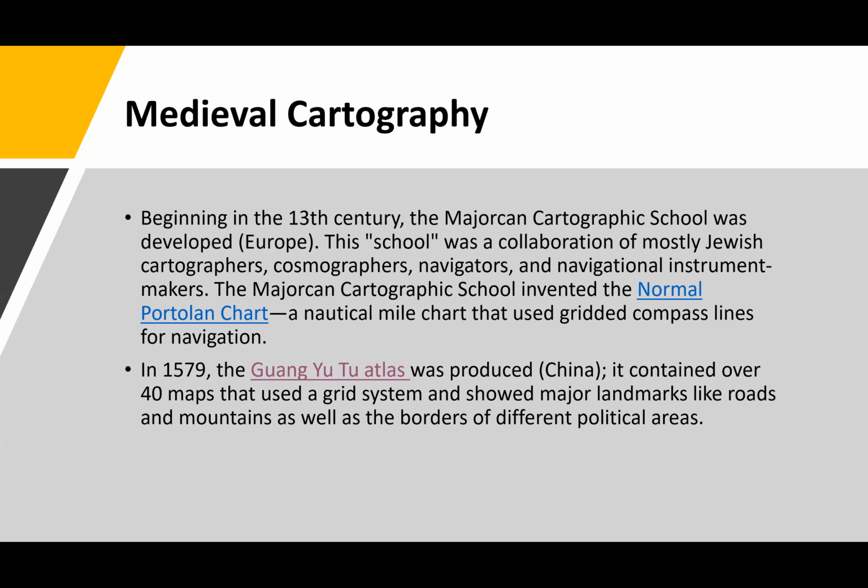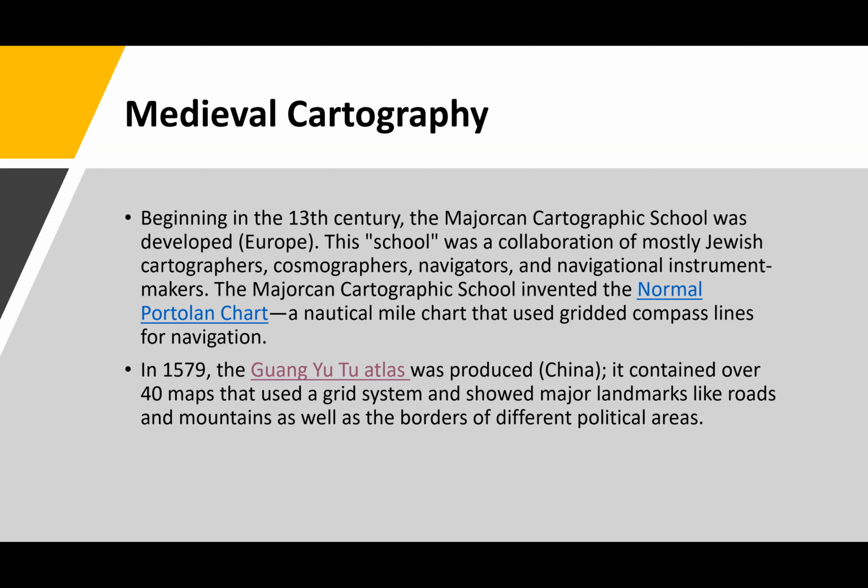And then we move to kind of medieval times. And in around the 13th century, the Majorcan Cartographic School was developed in Europe. And the school, even though it wasn't like a school, but it was more of like a learning center, was a collaboration of mostly Jewish cartographers, cosmographers, again associated with the stars, navigators, and navigational instrument makers. And so the Majorcan Cartographic School invented the normal Portolan chart. And it was a nautical mile chart that used gridded compass lines for navigation. So again, our latitude and longitude, the purposes of navigation are important to note here.